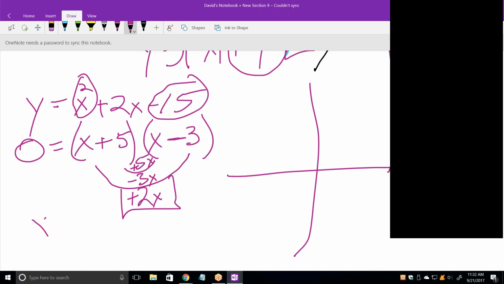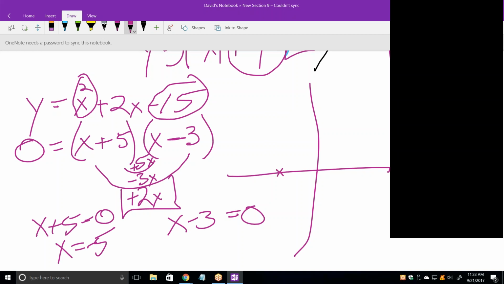In other words, set x plus 5 equal to 0, solve that. Set x minus 3 equal to 0, solve that. What do you get? Well, one, x equals minus 5. That means that's one intercept at minus 5. And you get another one, x equals 3. There's the other intercept. Now, we know we have an upward facing parabola because the sign in front of the x squared is positive. So I have a parabola that does something like this.